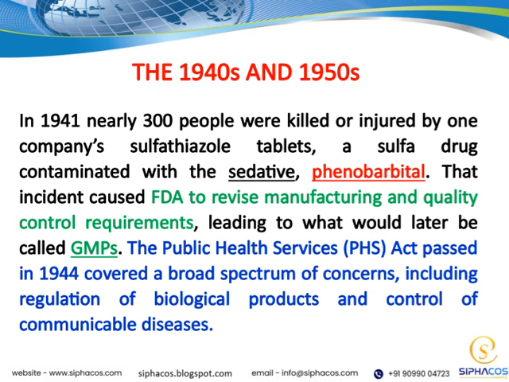Then, a few years later, in 1944, the Public Health Services Act was passed. This was a significant piece of legislation because it addressed a broad range of health concerns, including the regulation of biological products and the control of communicable diseases. These events from the 1940s and 1950s really illustrate how tragic incidents and public health needs drove the development of more rigorous standards and regulations, helping to protect consumers and improve the safety of our medications.